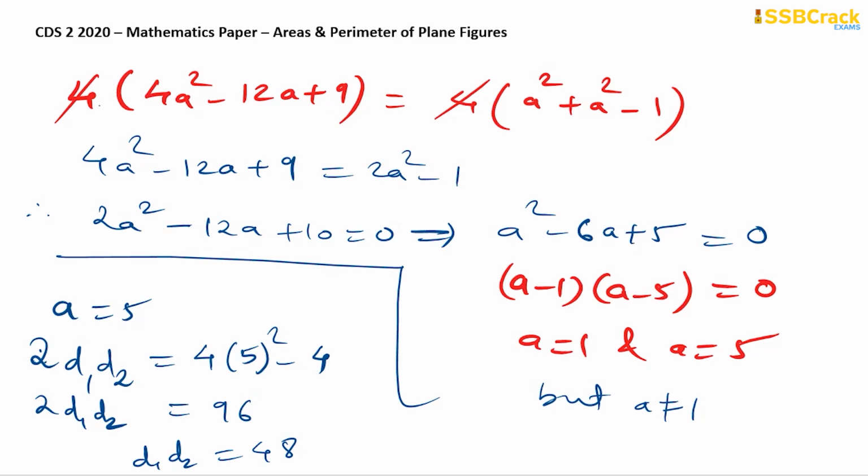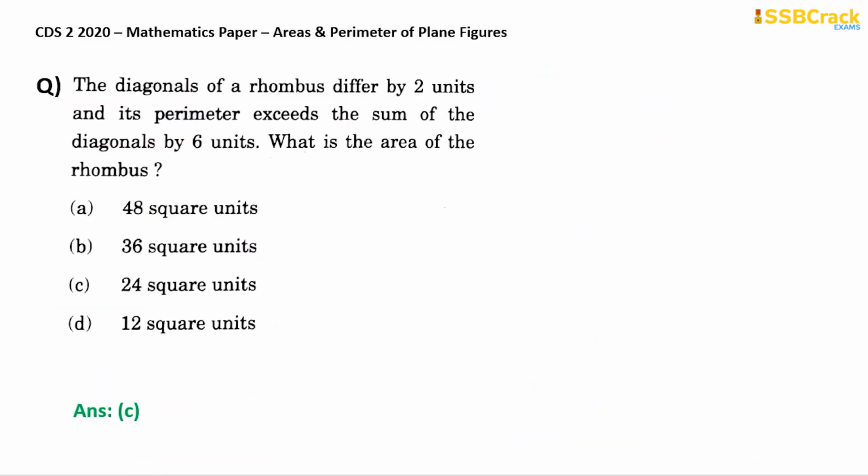And if d1 d2 is 48, we get the area of the rhombus. What's the area? It's half d1 d2. So half into 48 is 24 square centimeters. And if the unit is not centimeter, it will be units only. So we got the answer key to this question, that's option C.